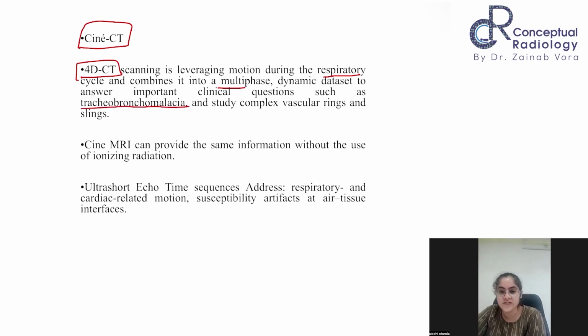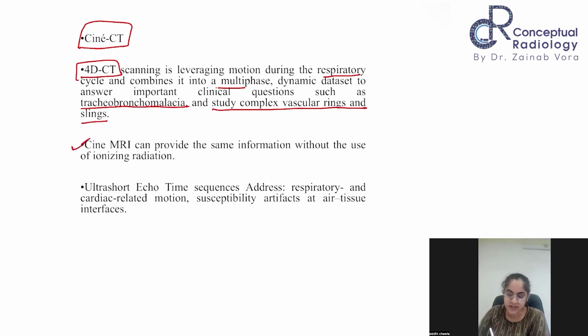Just like osteomalacia, tracheobronchomalacia is when there is weakening of the cartilage which is forming the trachea and the bronchus. So that term is known as tracheobronchomalacia. We can also study the complex vascular rings and slings while we do the 4D CT scan.